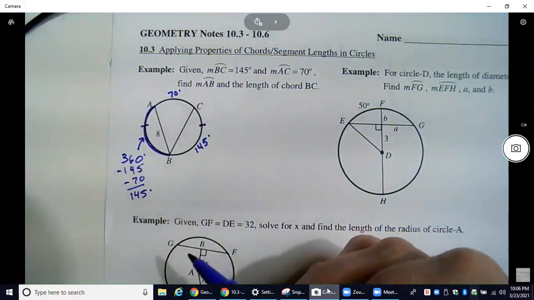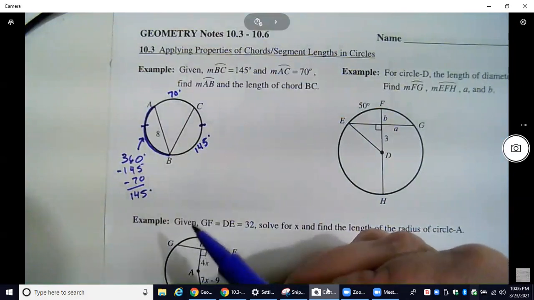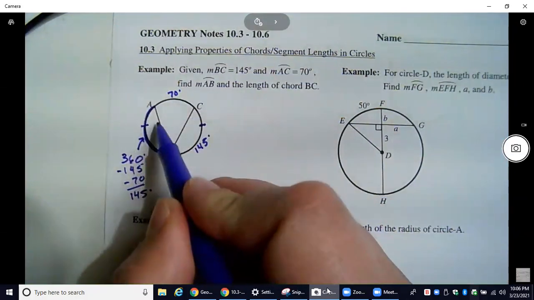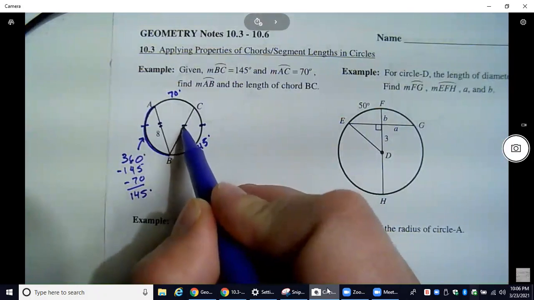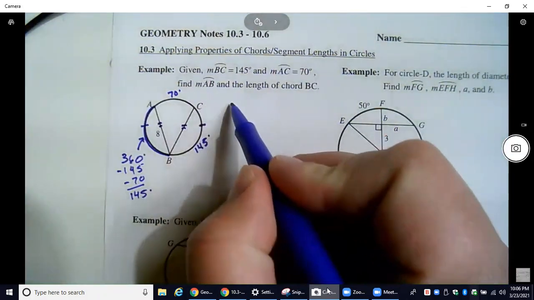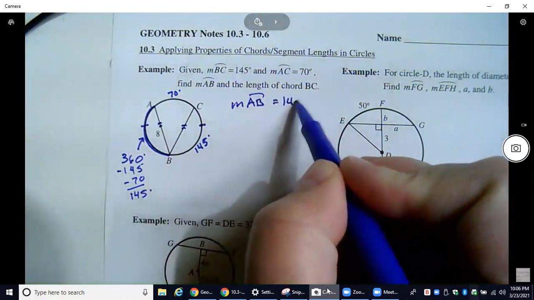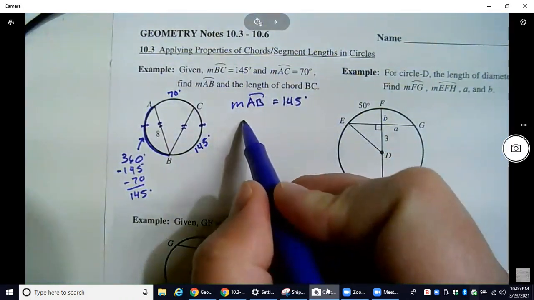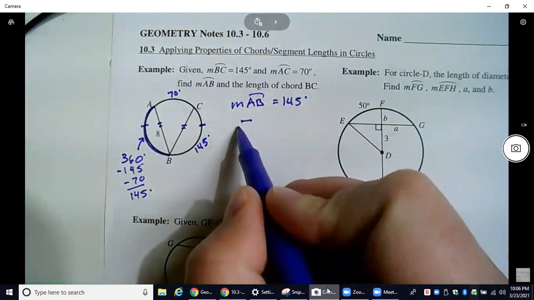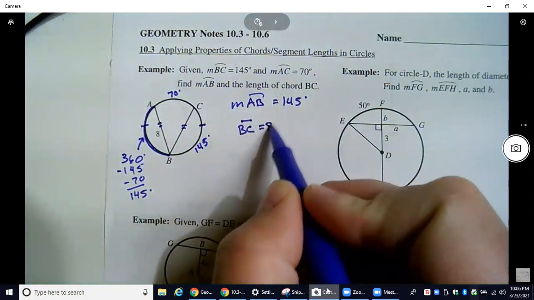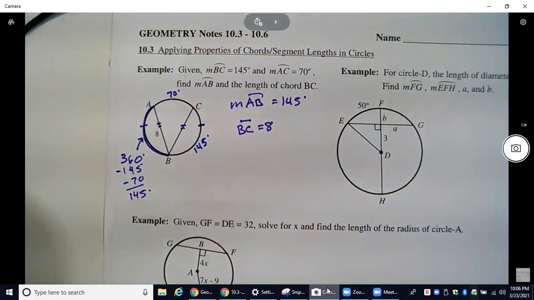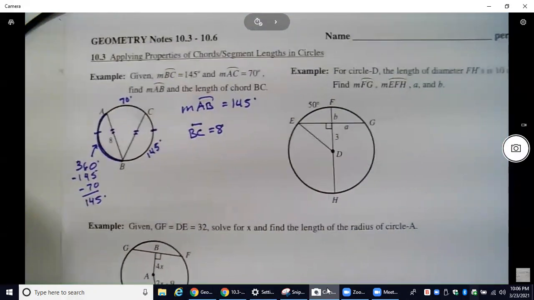Now, because of that first rule that we looked at in those circles notes, because these two arcs are congruent, these two chords are congruent. So arc AB, the measure of AB, is 145 degrees, and chord BC is 8 units, whatever unit of measurement they're looking at there, okay?